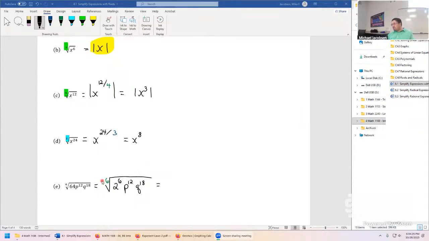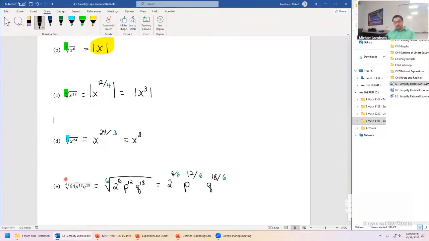So on our next problem right here, we're going to take 2 to the power of 6, divide by the index of 6, p to the power 12, divide by the index of 6 again, and then q to the power of 18, divide by 6.